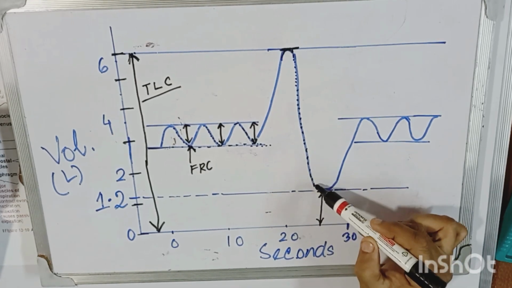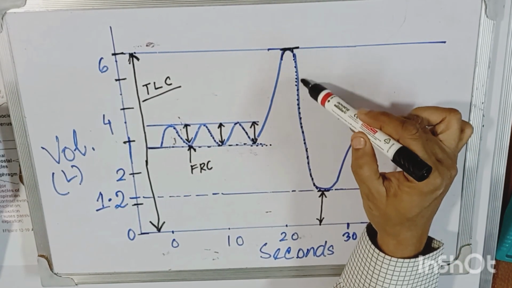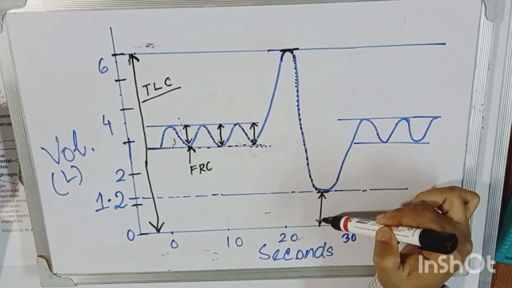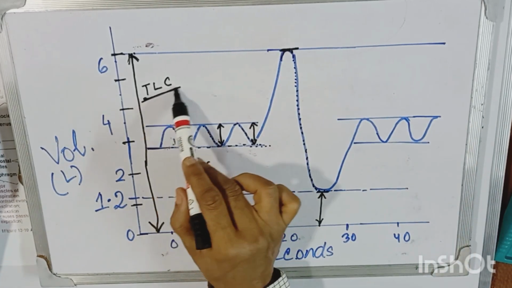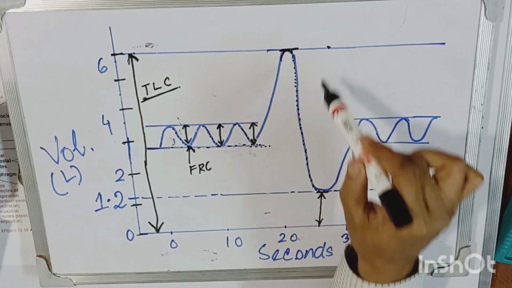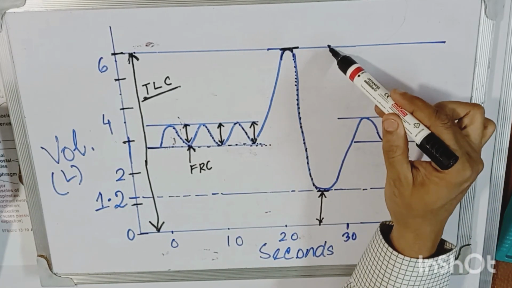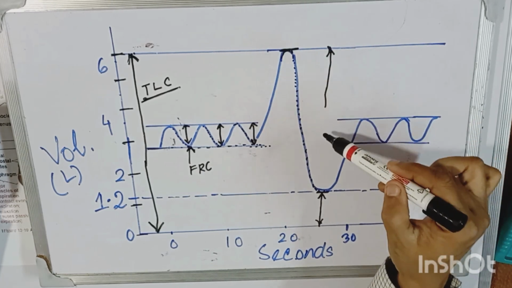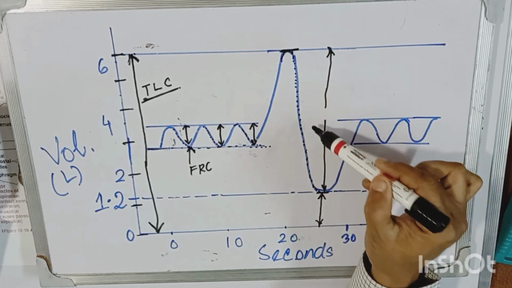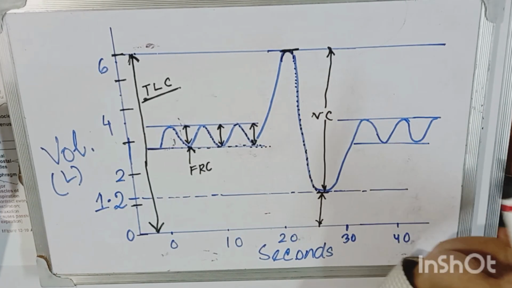You maximally breathe out here. Still there is some volume in the lung. That is present as the total lung capacity. From here to here is the total lung capacity. And the exchangeable air from here to here is the vital capacity, VC.